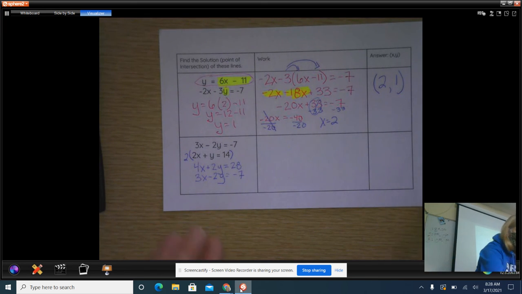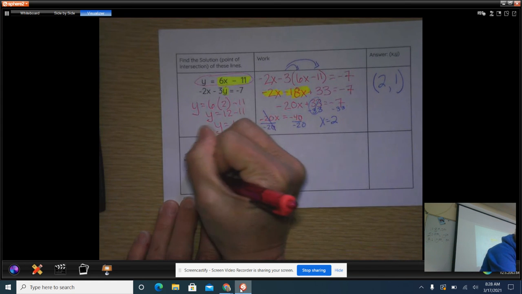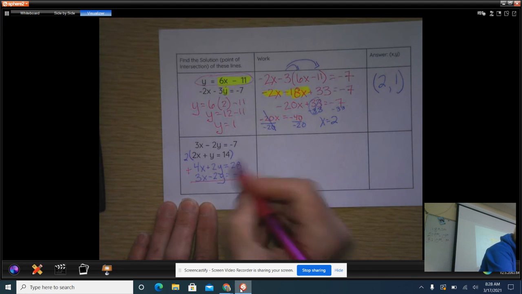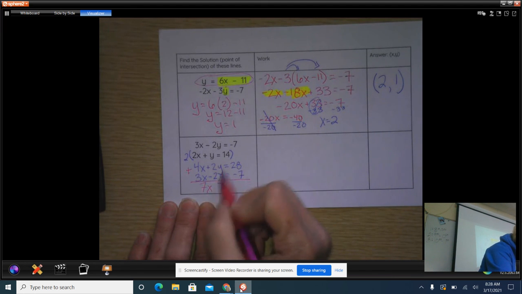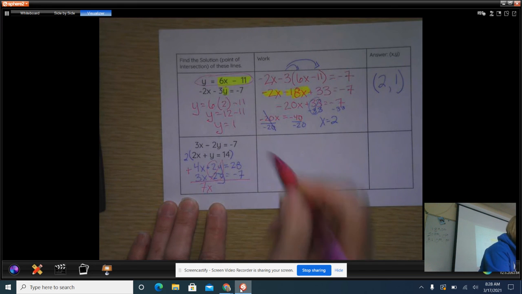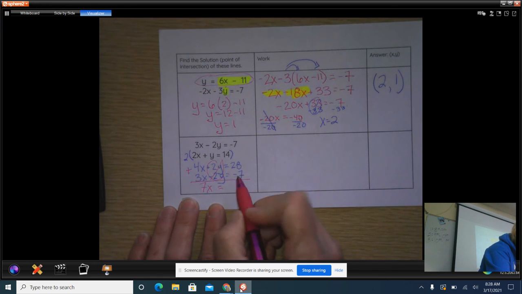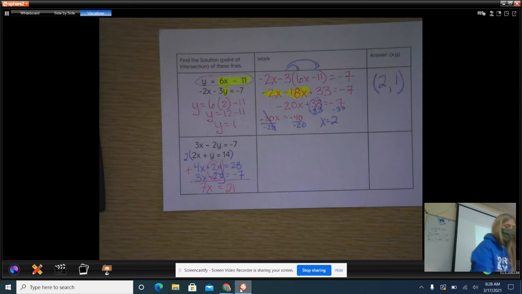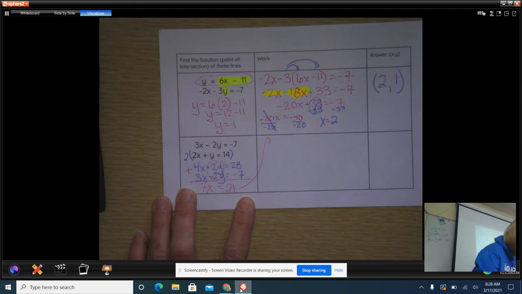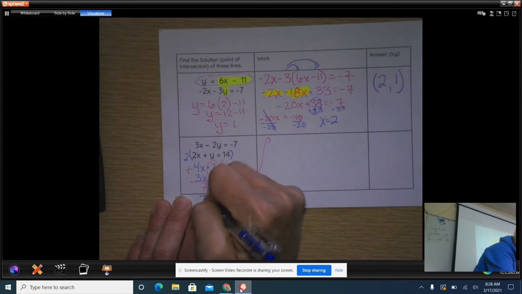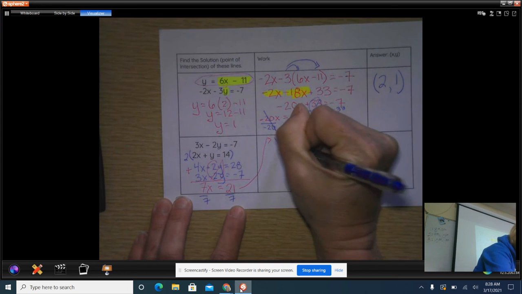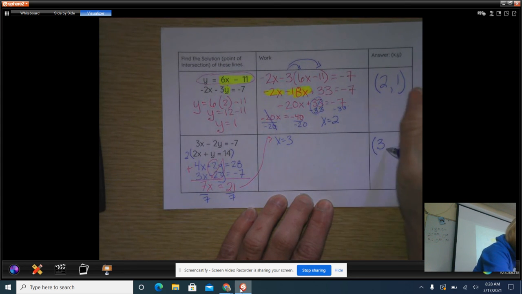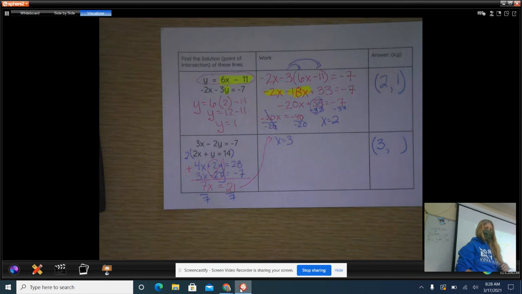Now I'm going to go ahead and add them together because I see that my y's are opposite. 4x plus 3x is 7x. 2y minus 2y cancels out. I drop down my equal sign, and 28 minus 7 is 21. So I'm going to go ahead and divide both sides by 7. And so x is equal to 3. So I'm going to go ahead and set up my answer, and I'm going to put 3 in my x position.